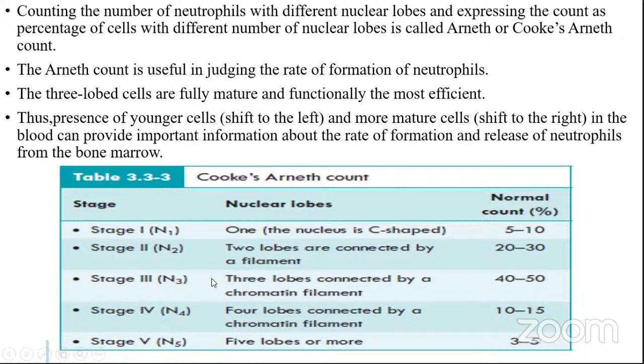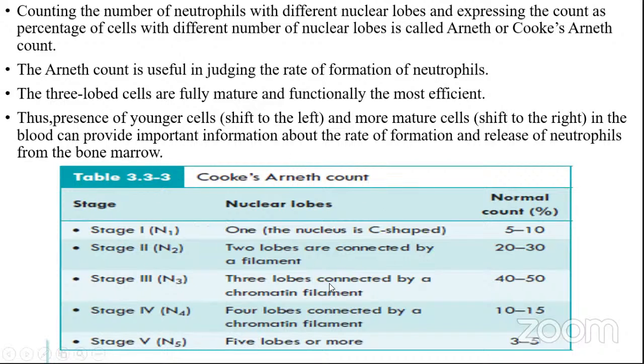Usually stage 3 with 3 lobes are highly efficient. They are fully mature and functionally most efficient. They constitute 40 to 50% in the peripheral smear. The presence of younger cells means a shift to the left. Remember, younger cells mean shift to the left, more mature cells mean shift to the right. That provides important information about the rate of formation and release of neutrophils from the bone marrow.